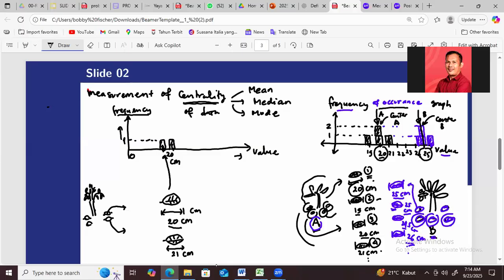And in the next discussion, we would like to discuss the value of the centrality, which is represented by the mean of the data, the median of the data, and the mode of the data. Okay, so that is all for this video, and see you in the next video.